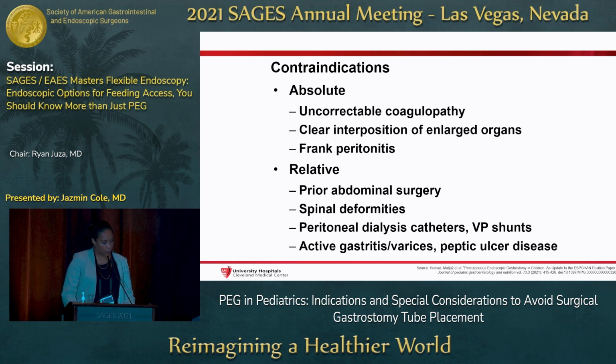And so patients with prior abdominal surgeries, spinal deformities, or catheters or shunts in place, as we've already discussed, should undergo radiographic imaging to better define their anatomy. Upper GI is the best test to do preoperatively, and that helps to rule out obstruction, malrotation, as well as situs inversus. Ultrasound is not a standard screening tool, but it can be helpful to evaluate organomegaly. And then finally, patients with active gastritis, varices, or peptic ulcer disease are at higher risk of bleeding and perforation, and so they require full treatment of these problems before PEG placement is considered.